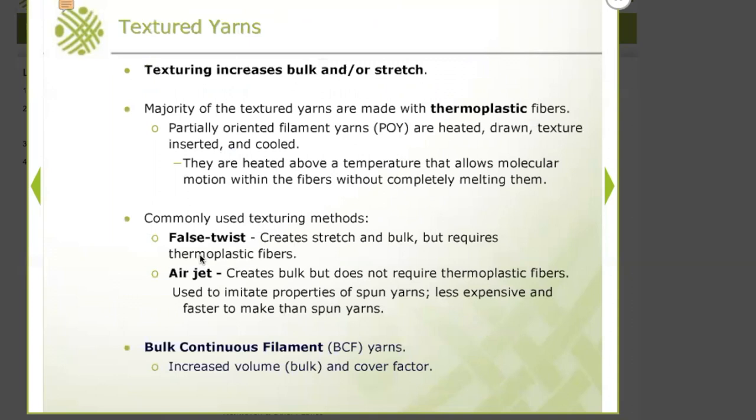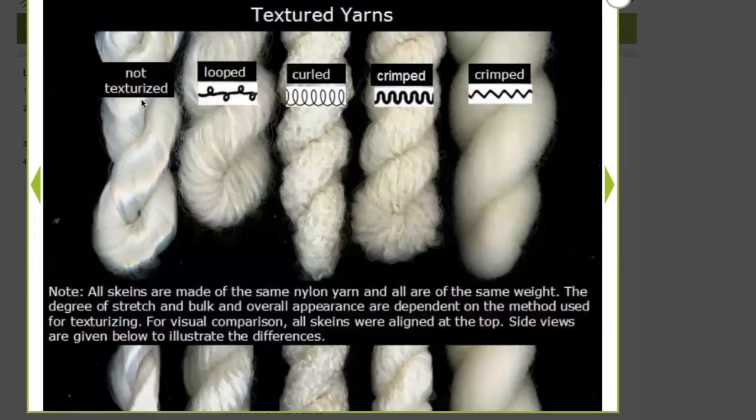We talked about these texturing methods like false twist, air jet, and so on. So these are some examples of textured yarns. This is not textured. This is just a regular filament yarn. This is looped, so you have these loops created on the yarn. These are curled, so this is how it looks. This yarn is crimped, so this is how it looks, and this is crimped in a different zigzag way, so you can see that. So these are all nylon yarns, the same type of yarn, but textured in different ways. And you can see from the same kind of yarn, you can create all these different textures.